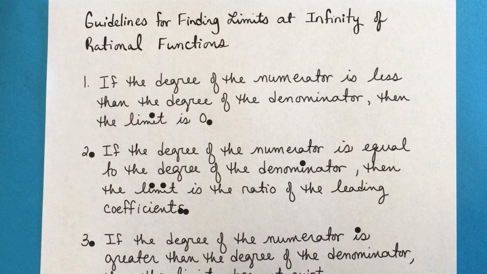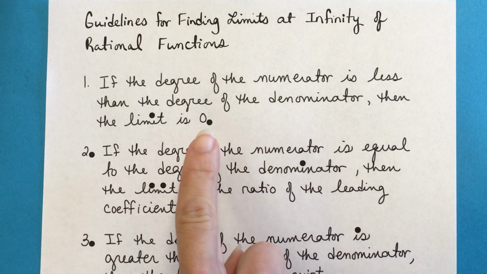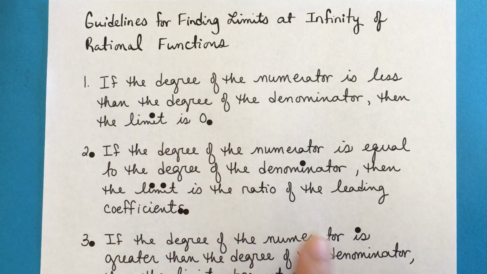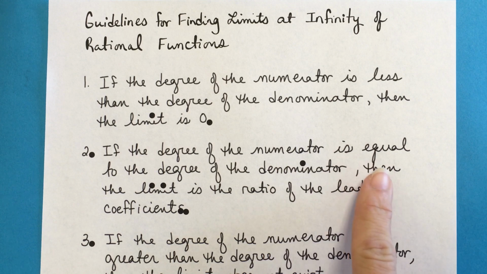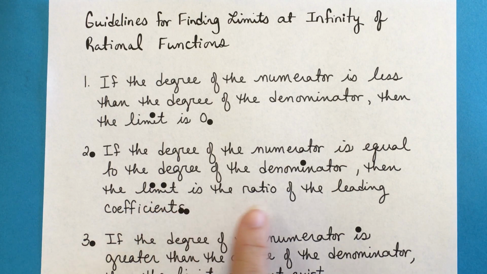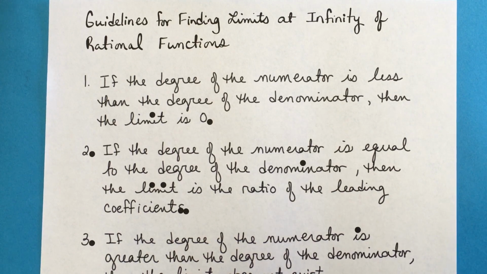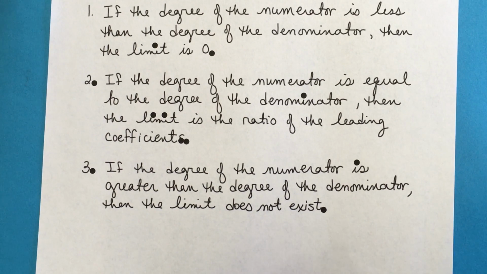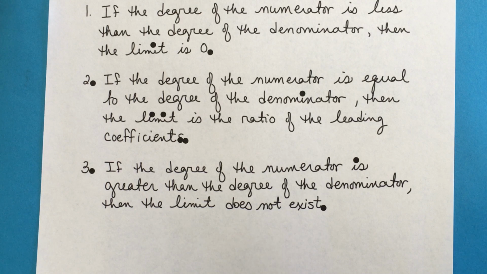As the first one states, if the degree of the numerator is less than the degree of the denominator, then the limit is 0. If the degree of the numerator is equal to the degree of the denominator, then the limit is the ratio of the leading coefficients. And last, if the degree of the numerator is greater than the degree of your denominator, then the limit does not exist. All right, so I'm going to give you an example of each of these three situations.